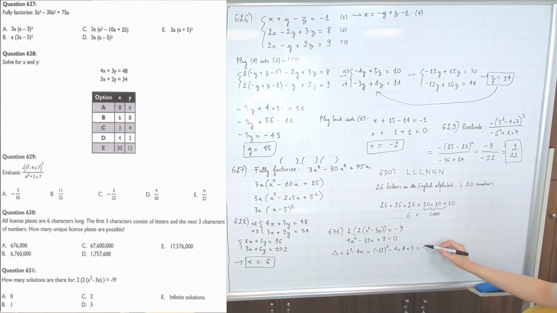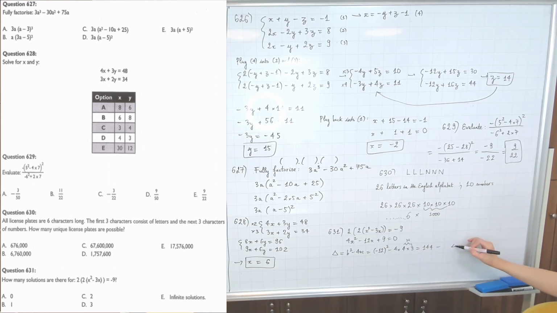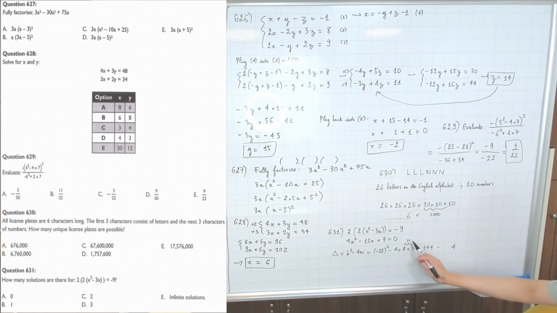So this is 144 minus, this is 36, 36 times 4. This is 36 times 4. 4 times 6 is 24, and then 3 times 4 is 12.